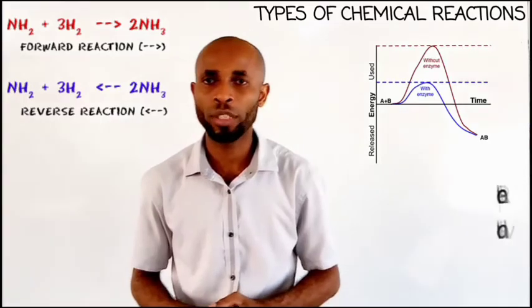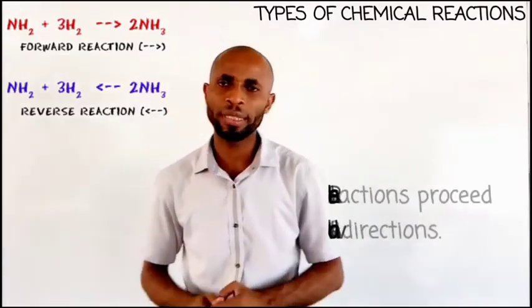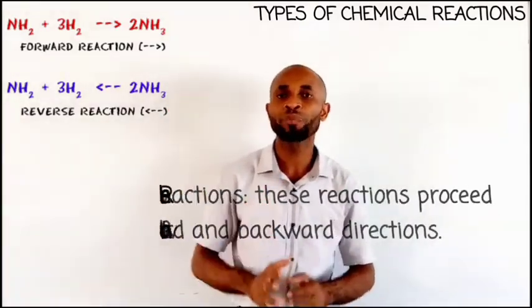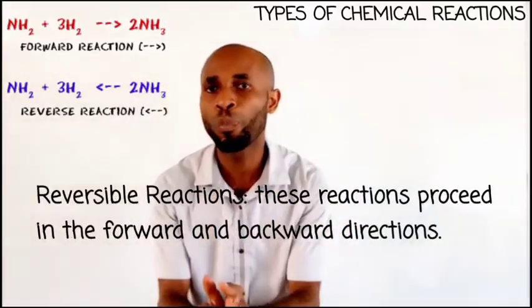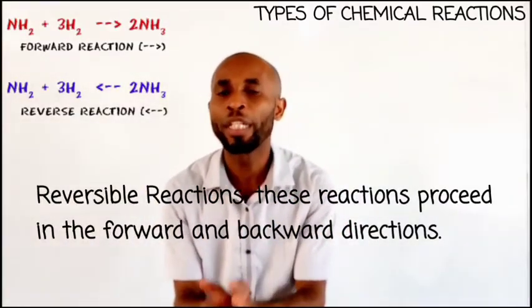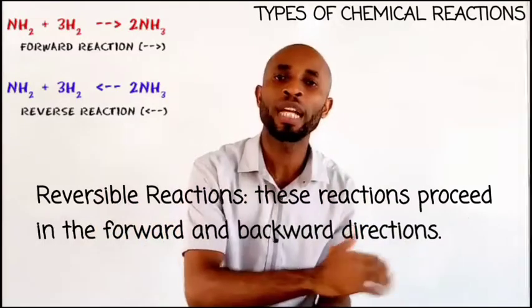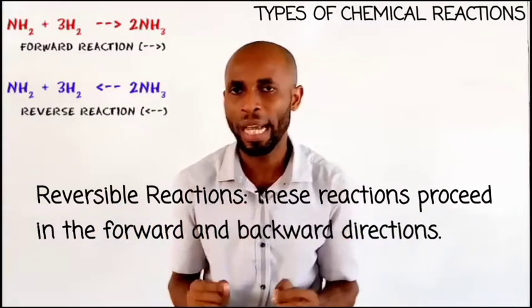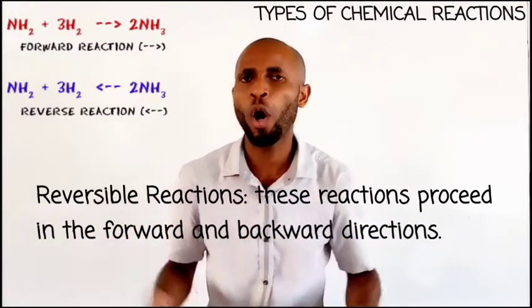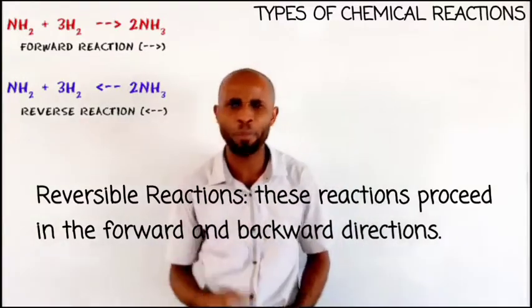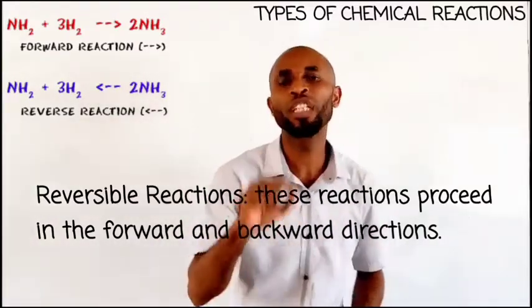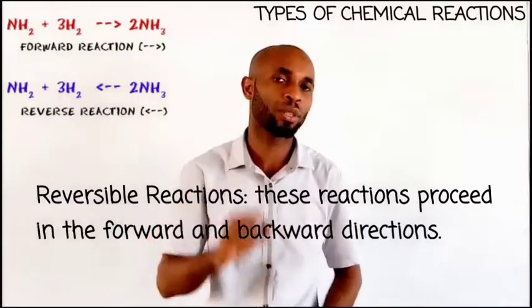What about reversible reaction? A reversible reaction is a type of reaction in which the process can proceed in two ways, both the forward reaction and the backward reaction. An example of that can also be seen in the Haber process.